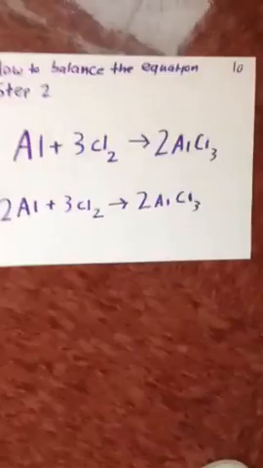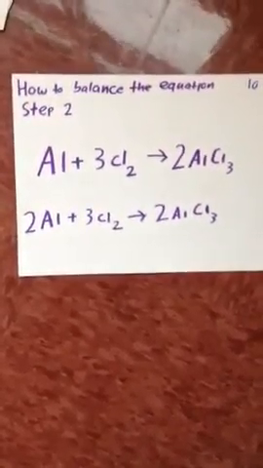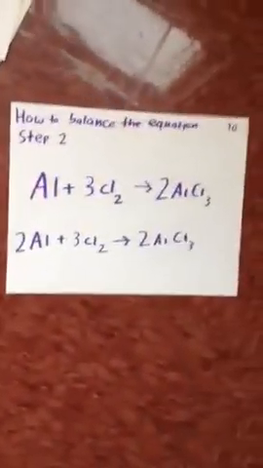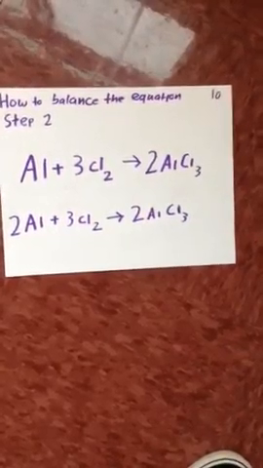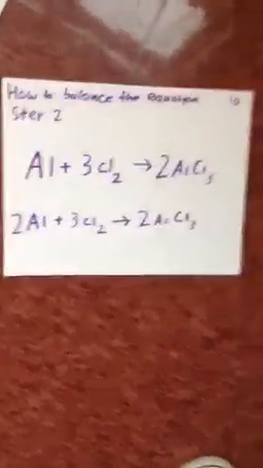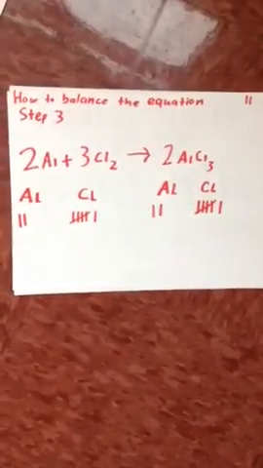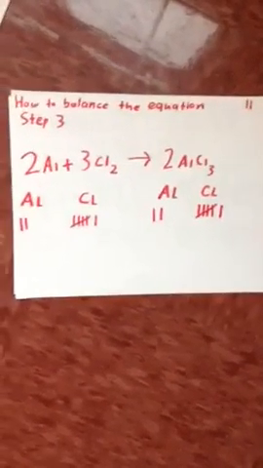How to balance the second one is you balance the second reactant, which is aluminum. I balance that by doubling it because there's 2 here and there's 2 here, and so that's how it works. Step 3 is you make sure that they have equal amounts. So like there's 2 aluminum atoms on both sides, 1, 2, 1, 2, and 6 chlorine atoms on both sides.